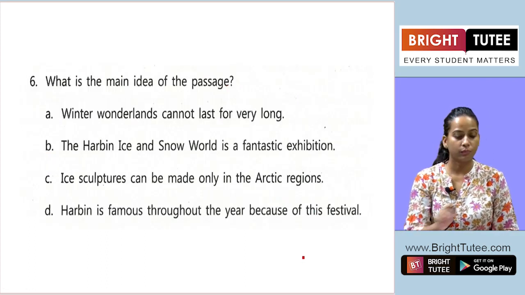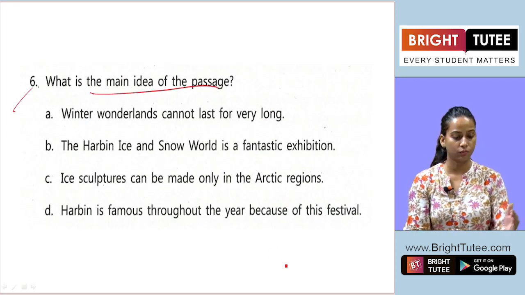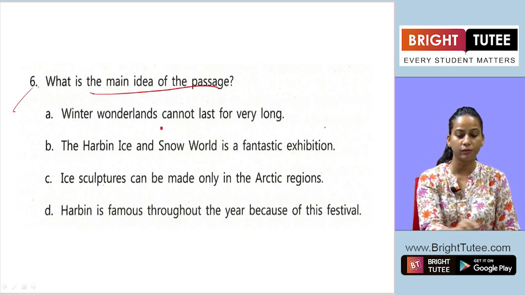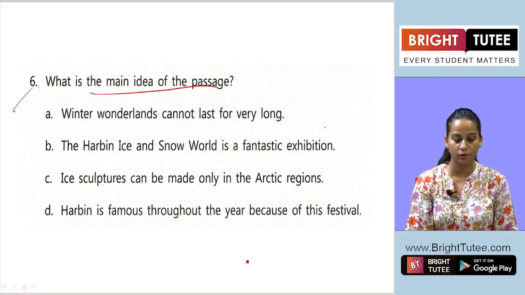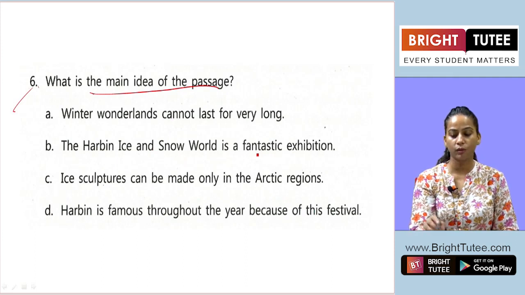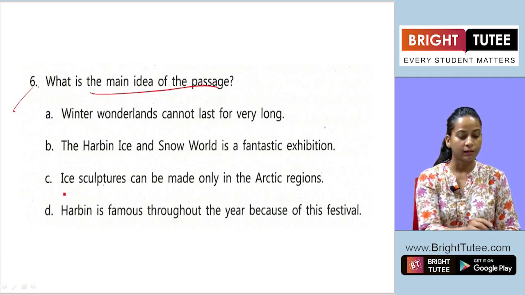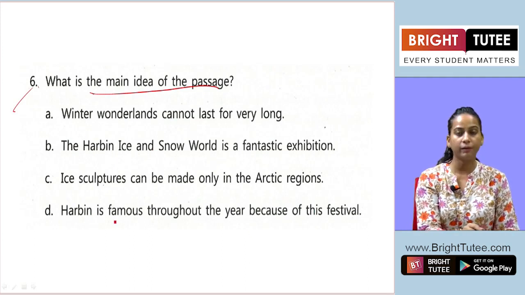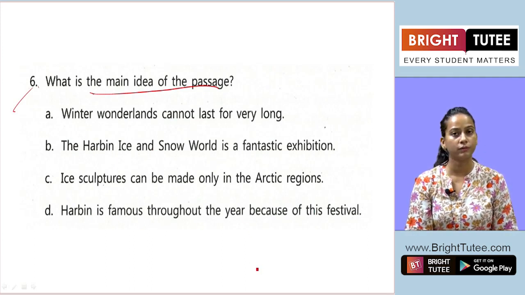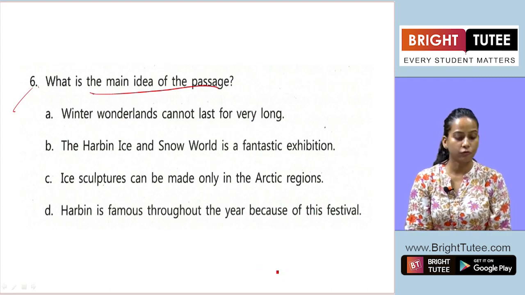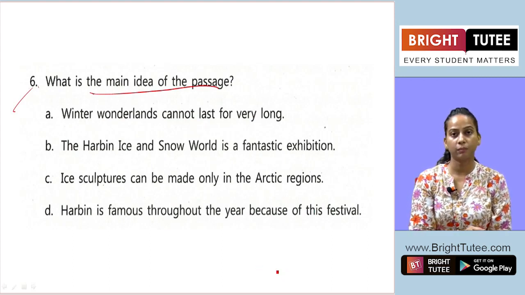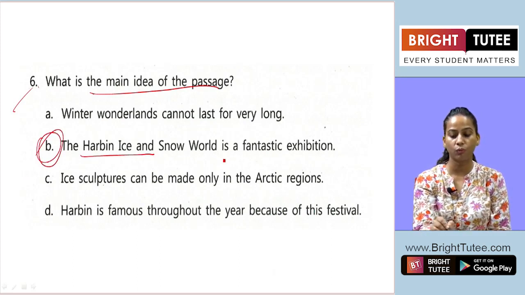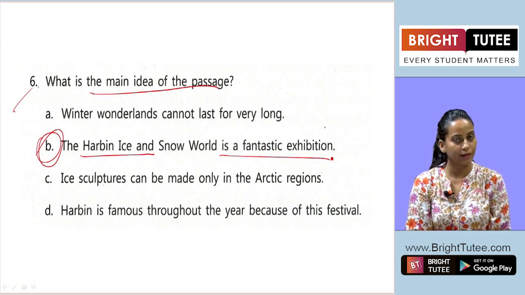The next one, what is the main idea of the passage? The four options are given, and out of that we have to select the most appropriate one. Winter wonderlands cannot last for very long. The Harbin Ice and Snow World is a fantastic exhibition. Ice sculptures can be made only in the Arctic region. Or Harbin is famous throughout the year because of this festival. So the most appropriate answer based on the main idea of the passage is option B, that Harbin Ice and Snow World is a fantastic exhibition.